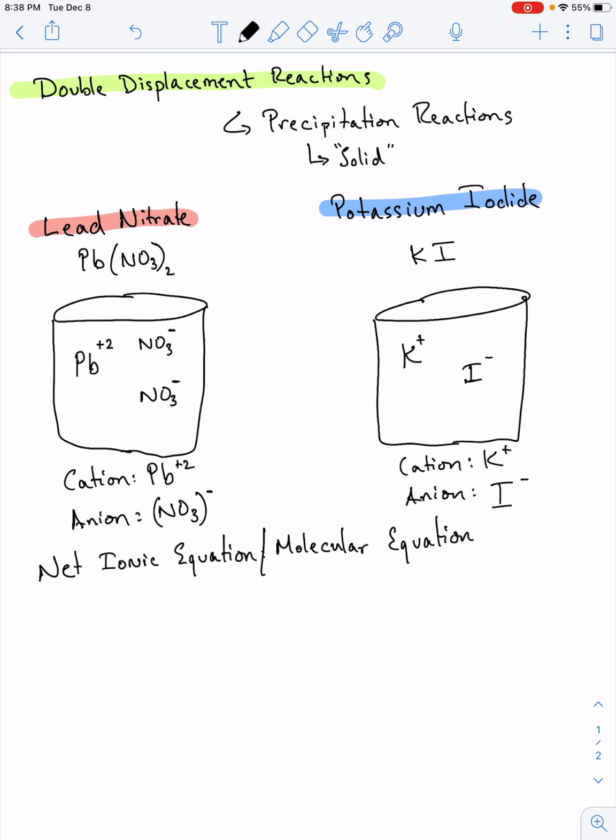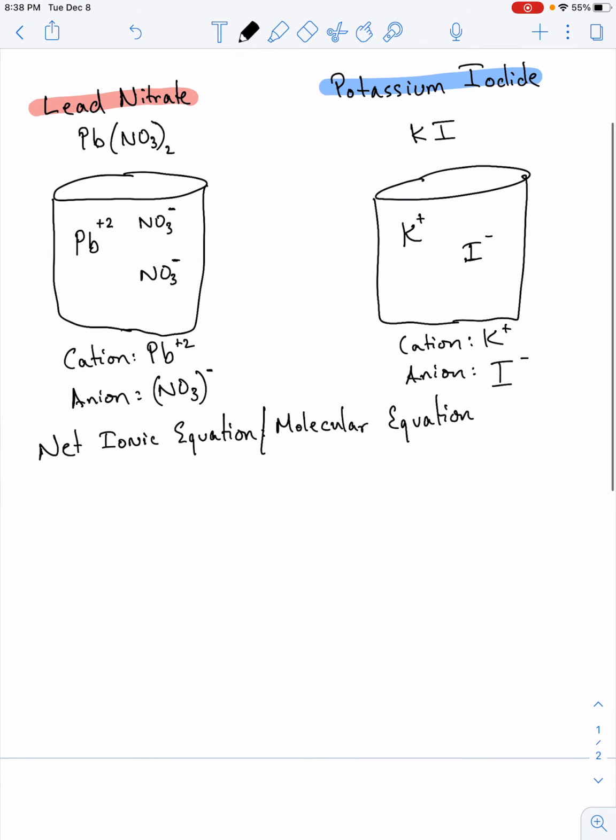And so remember, we do a switch. So right now my lead is with my nitrate. On the product side, my lead is going to be with my iodine. And so right away, the first thing that I do, in order to find my molecular equation, is go ahead and write out my reactants. I already know that: Pb(NO3)2 plus potassium iodide. And now the question becomes, what goes on the right side of the arrow?